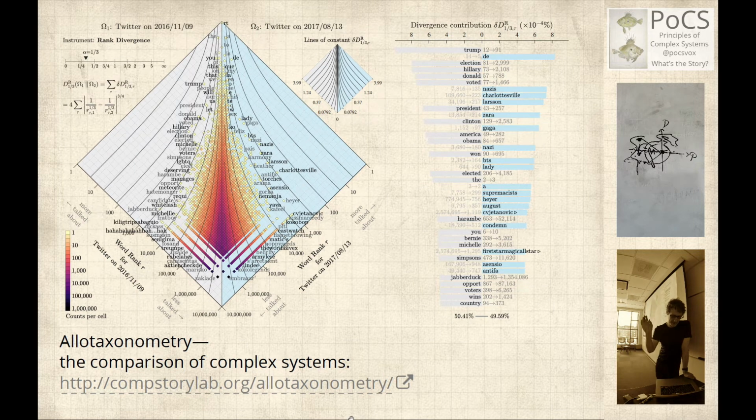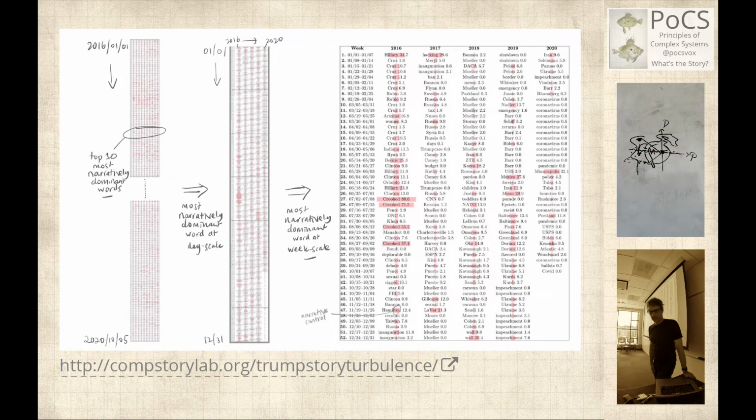So Allotaxonometry is the core of this work, and in fact, the paper that I'm going to get to is basically like 10 papers that went into producing it. It's basically invented so we could get there. All right, so let's see if we can understand this. Allotaxonometry, right? So that was the comparing distributions.